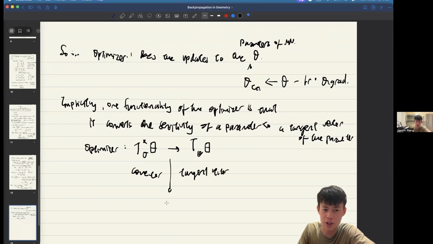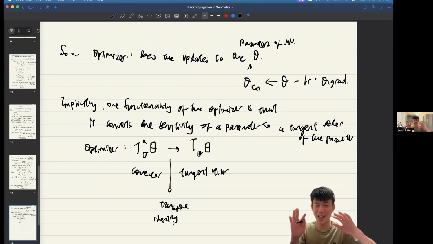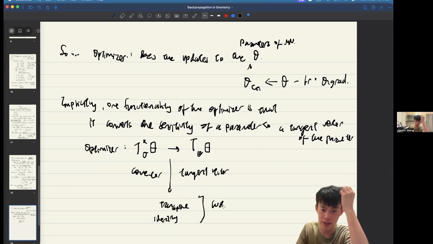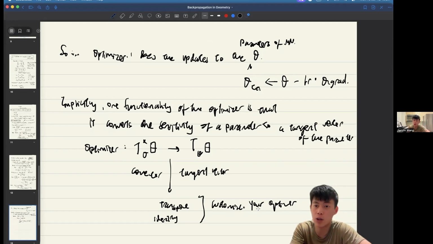Usually, this is just the transpose operation. You would think that it is the identity operation, but covector and tangent vectors are actually related over here by the transpose operation. But it also goes to show that you can customize your optimizer in a way such that you can dictate how this covector is being transformed into your tangent vector. For example, if you're not using the Euclidean inner product, this transformation is not going to be the identity or just the transpose operation. It could be multiplied with something else.